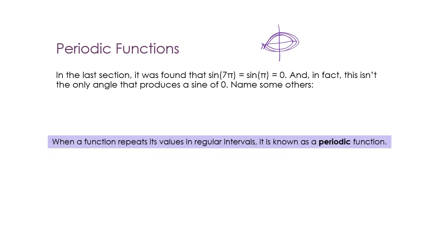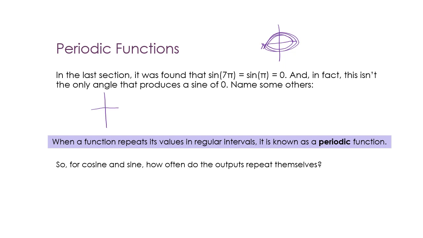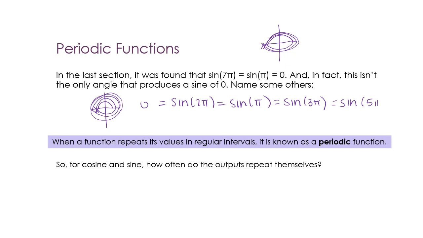There's a ton of others. Some of those other ones: we've got the sine of 7 pi equals 0, the sine of pi equals 0. What about the sine of 3 pi? That's going to land us in that same spot. The sine of 5 pi, that lands us in the same spot. So you can see there's going to be an infinite amount of input values that will give us an output of 0.